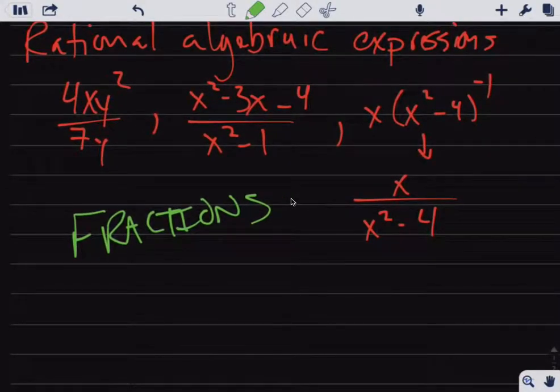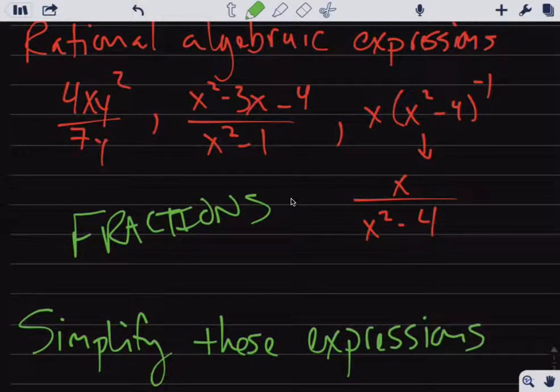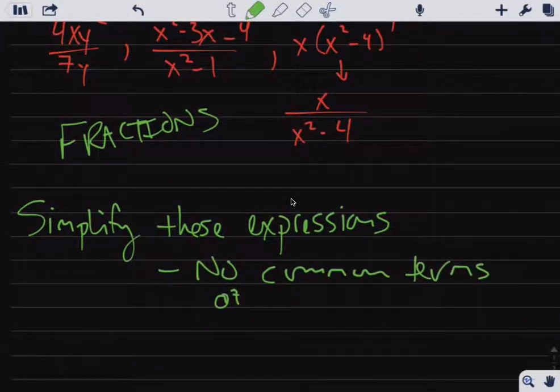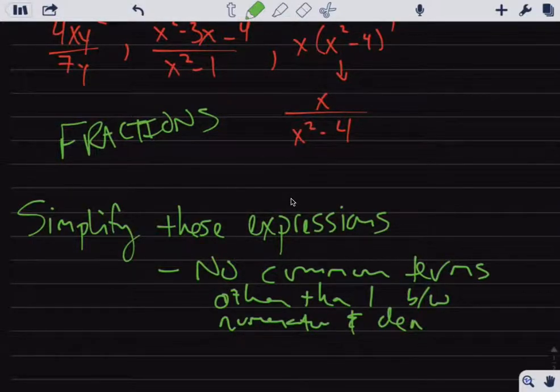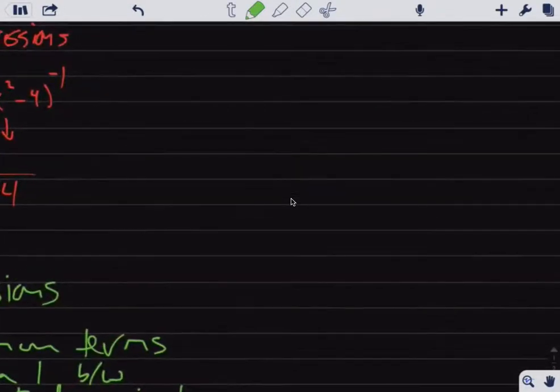Okay, so what we're going to do is we are going to simplify these expressions. And to simplify these expressions, that means we have no common terms other than one between the numerator and denominator. Okay, so that's what we're doing to simplify. So let's look at some examples.